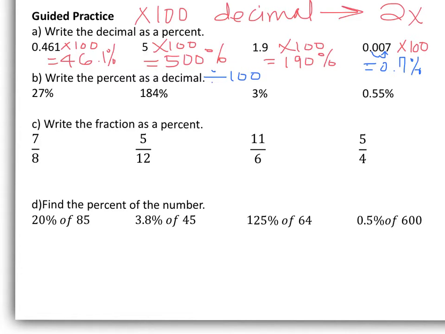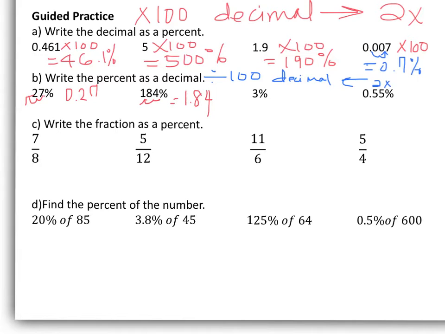Or shift the decimal to the left 2 times. So for 27%, I know the decimal point here is right here. So I'm going to shift it 2 places to the left, 0.27. And for 184%, I can just shift the decimal point 2 places to the left and get 1.84.